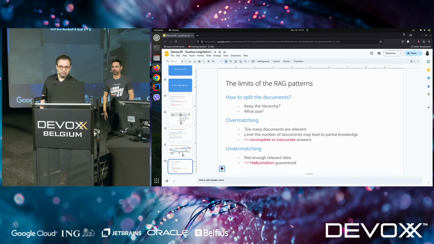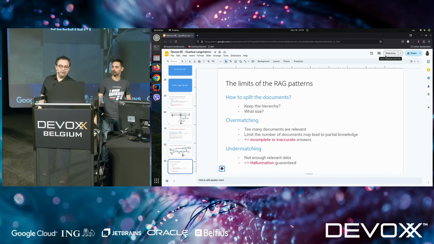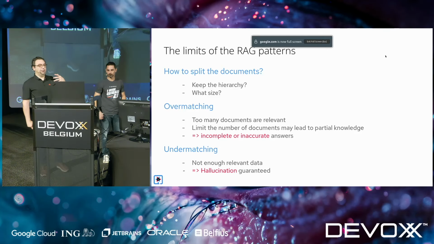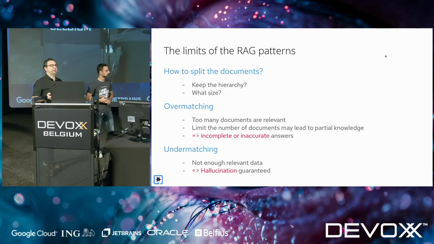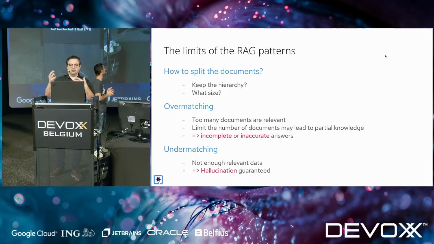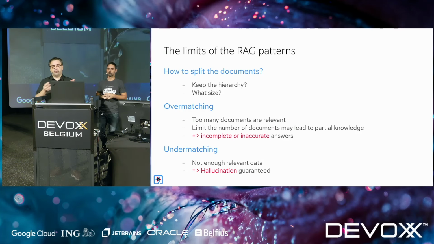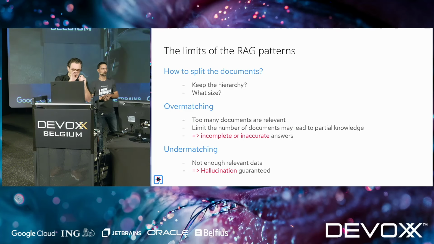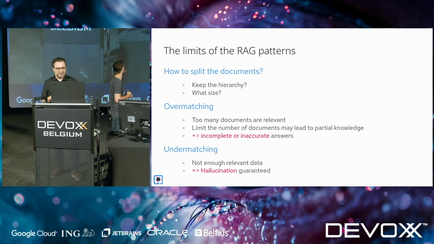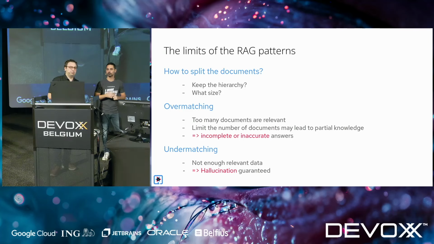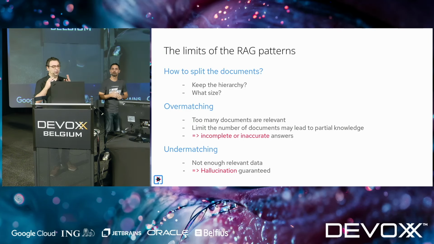No, we don't. So there are some limits to the RAG pattern, as I said. The first one is how you split the document. It's super hard. You need to know, if you want to keep the hierarchy, what metadata you add, and so on. Sometimes it just doesn't really work, so you really need to tune this part, and it can be very time-consuming. Then you have two problems with RAG: overmatching and undermatching.